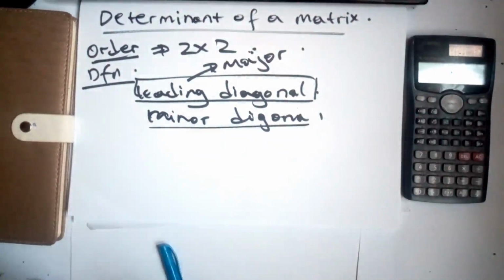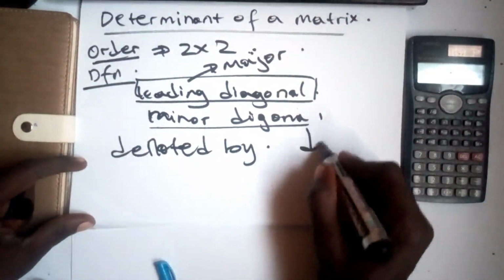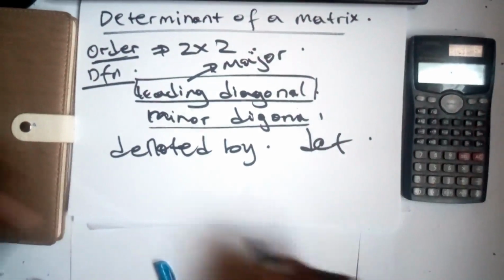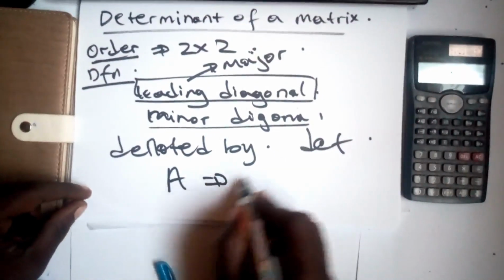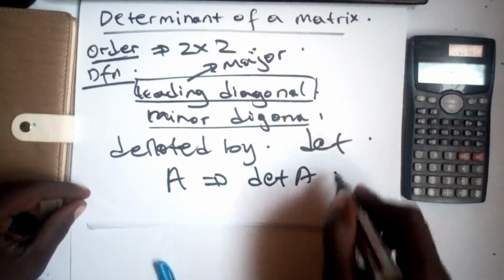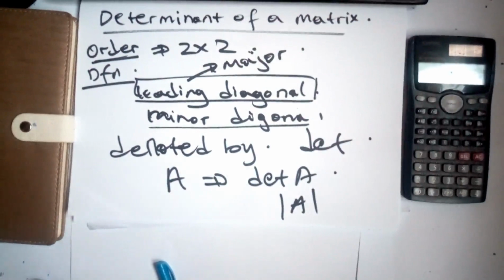That's the simple definition of the determinant of a matrix, and the determinant of a matrix can be denoted by det. If the matrix is A, I will just denote it as determinant of A, or you can just denote it like that. So that's what we shall be looking at.